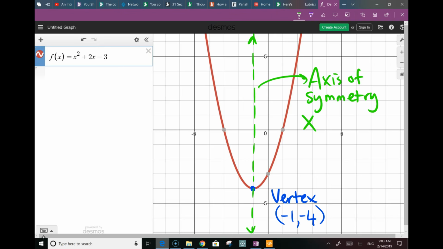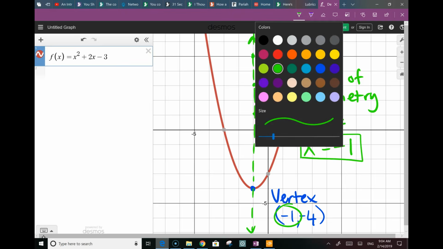And the equation is always going to be x is equal to some kind of number. Now, the reason I said that the x component of our vertex is important is because that number happens to be the same number that we use to complete our equation for the axis of symmetry. So the equation is x is equal to -1. And a simple reason is because any point along this imaginary line, any point has an x coordinate of -1, and that's why the equation is x equals -1.